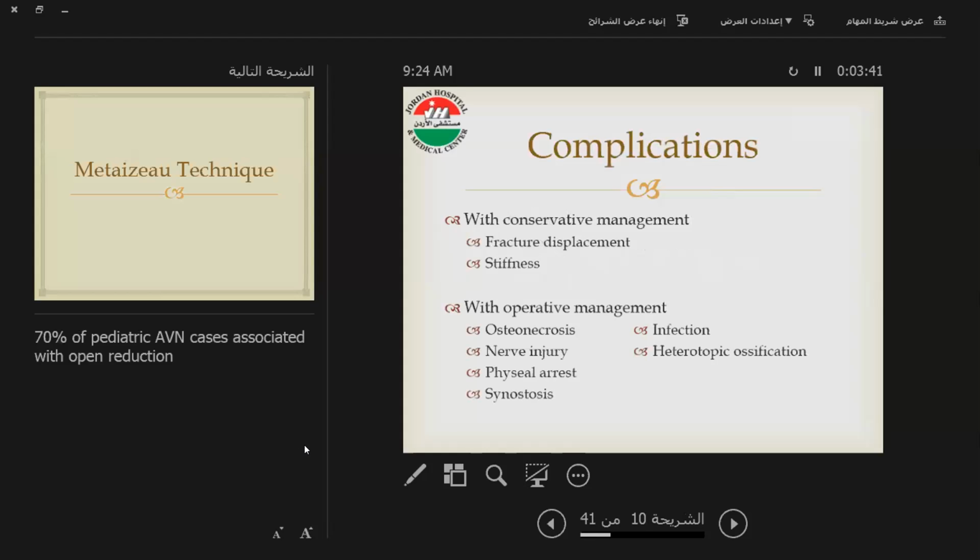Now, the complications of such treatment, even the conservative management, include stiffness around the elbow joint with prolonged immobilization, or even loss of the reduction with time. With operative management, you can cause severe damage around the radial head and neck area, such as osteonecrosis if you injure the blood supply, nerve injury, especially to the posterior interosseous nerve with the open reduction approach, and physeal arrest in the pediatric age group. The most severe is synostosis and loss of function. Other common complications such as infection and heterotopic ossification are also included.